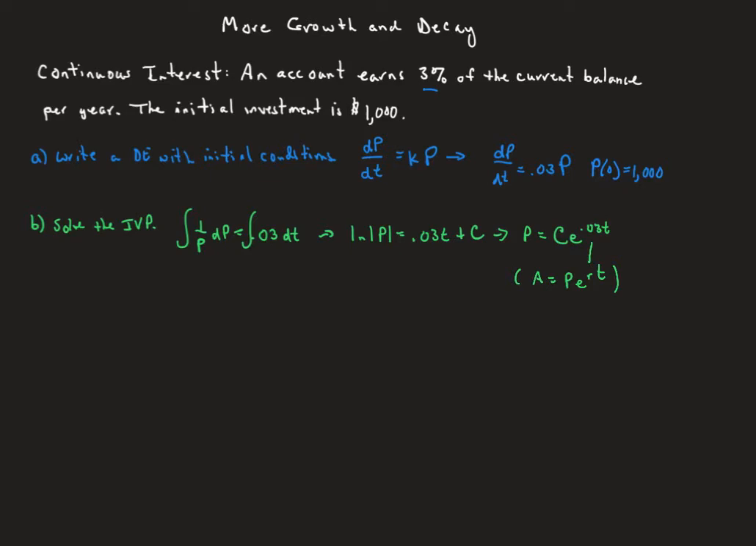continuous interest rate. We can continue on and use the initial condition, P of 0 equals 1,000, and say that P is 1,000 when our time is 0. And so that's going to tell us that the initial amount is 1,000, and our P of t, or P, is 1,000 e to the 0.03t. So a calculus way of looking at a maybe familiar continuous interest Pert problem from earlier. So let's do another example.